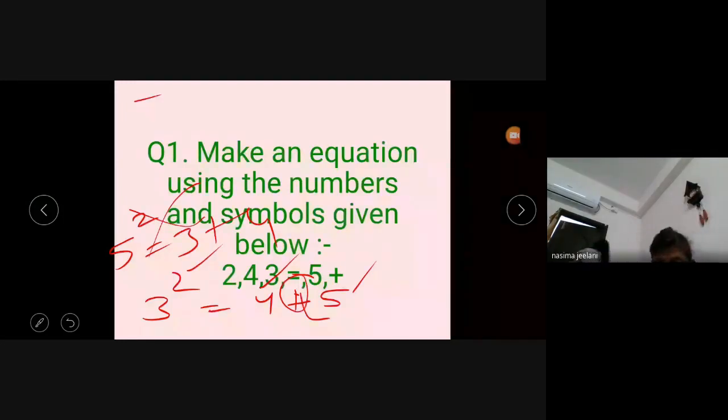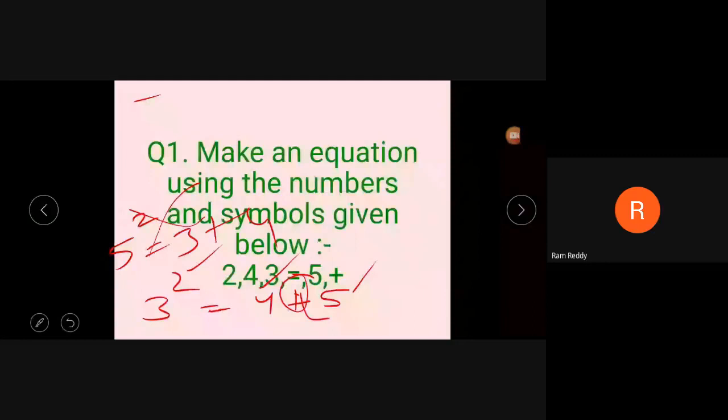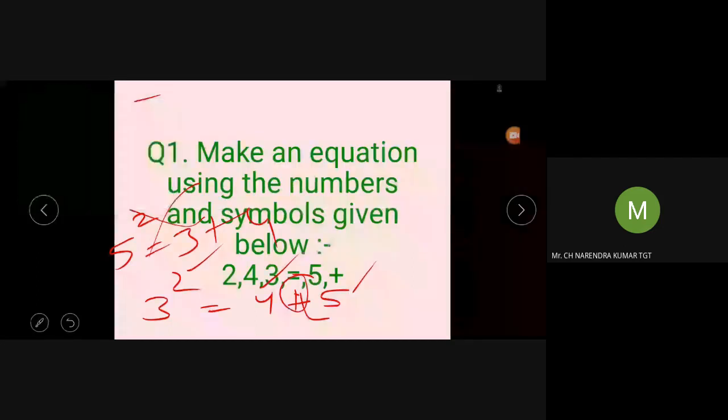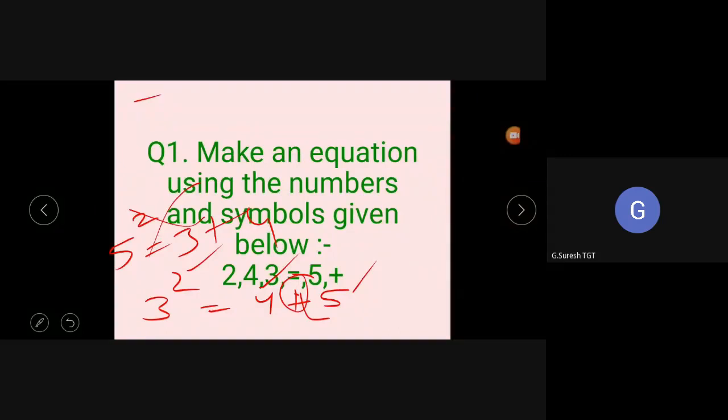The same way, madam. That is the same way as sir has told already. The minus symbol is not there to use, only the plus symbol is there to use. Three plus 4 is equal to 5 plus 2.